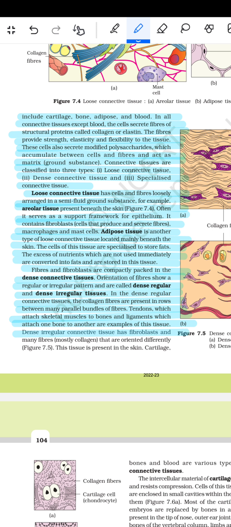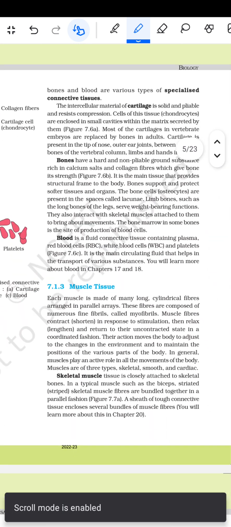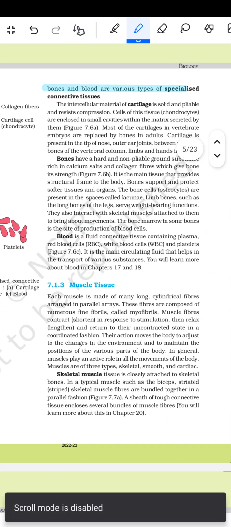Dense irregular connective tissue has fibroblasts and many fibers, mostly collagen, that are oriented differently. This tissue is present in the skin. Cartilage, bones, and blood are the various types of specialized connective tissue.